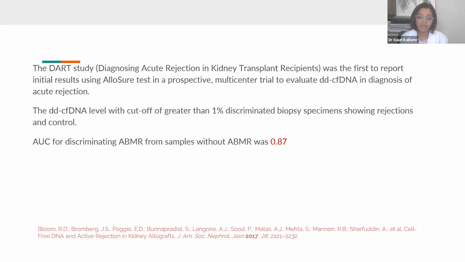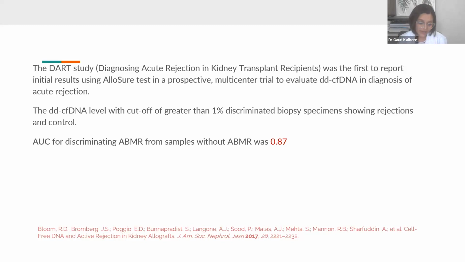And the negative predictive value also improved if we narrowed or categorized the substrata into ABMR. So the negative predictive value for any rejection is around 84. But if we consider only ABMR, it is 96. This is quite a significant value.